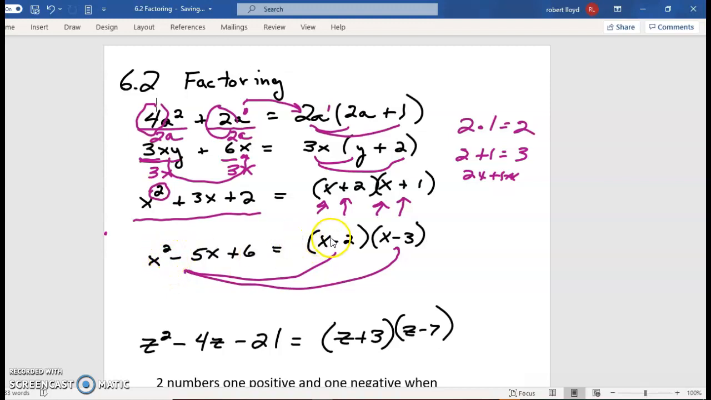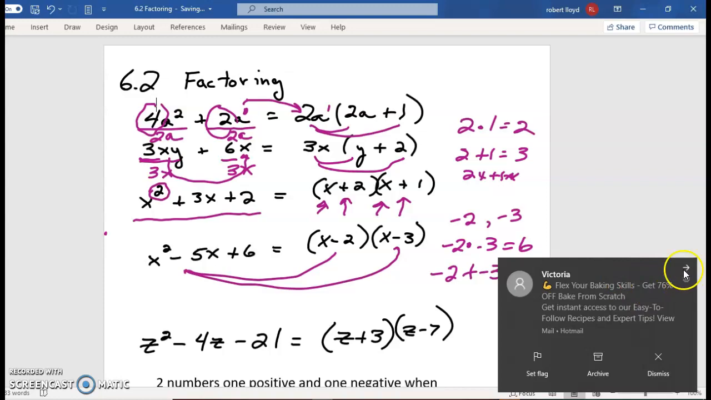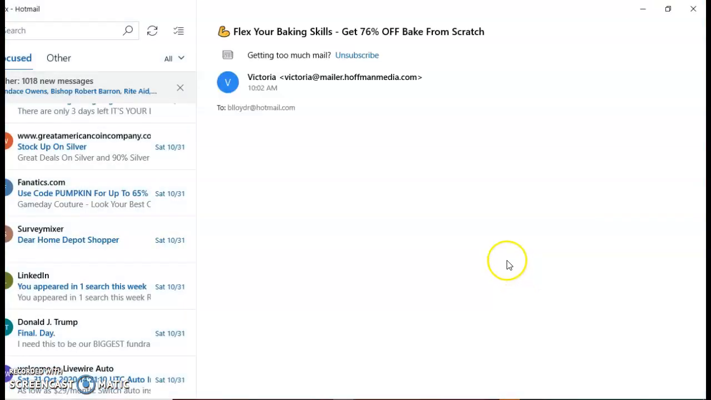So x squared is our x times x. 6, we have to find 2 factors of 6 that add up to negative 5. So both these factors have to be negative. So negative 2, negative 3. So negative 2 times negative 3 is 6, and negative 2 plus negative 3 is negative 5.